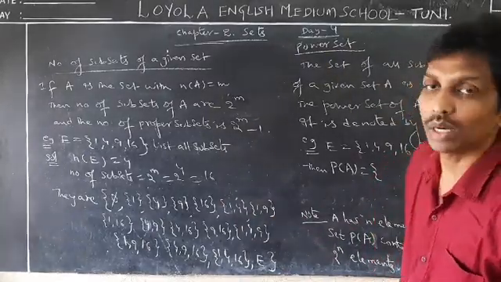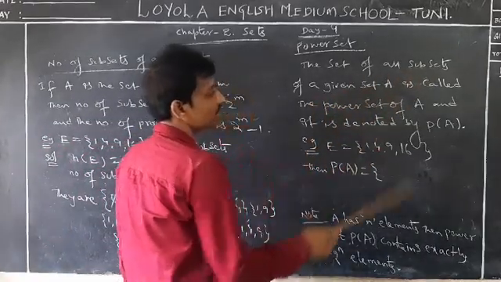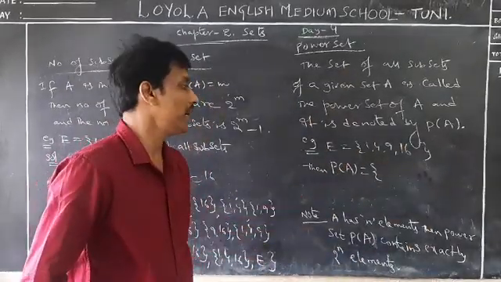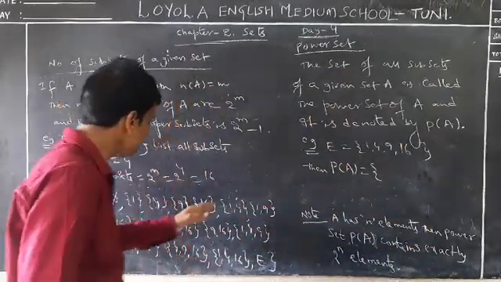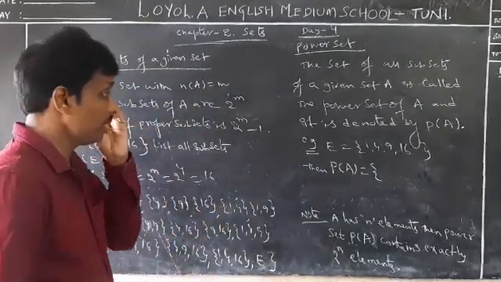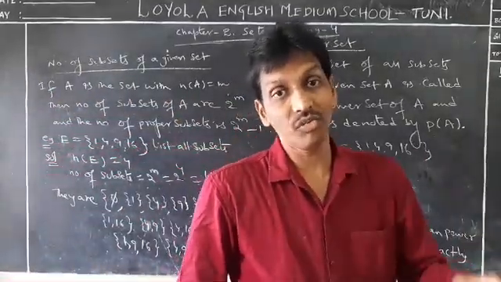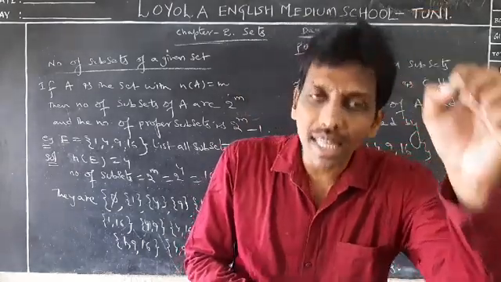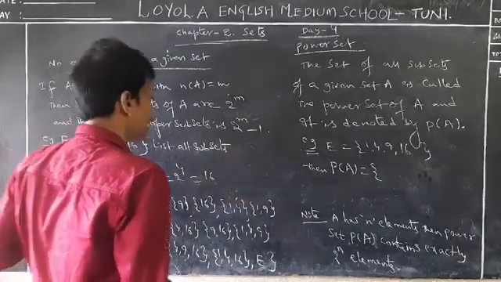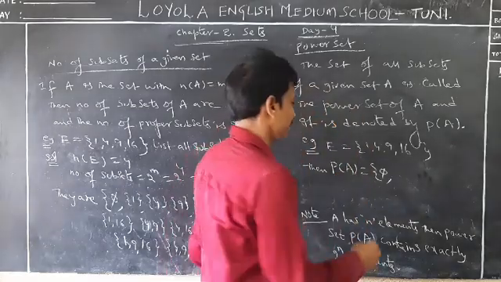And the next definition is a power set, which is related to this only. The set of all subsets of a given set A is called the power set of A, and it is denoted by P of A. That means these are all sets only, these are all the subsets. But all these subsets we don't want to consider as sets. We consider them as elements. Then such a type of set is known as a power set. Here the null set is a set, but we consider it as one small element.